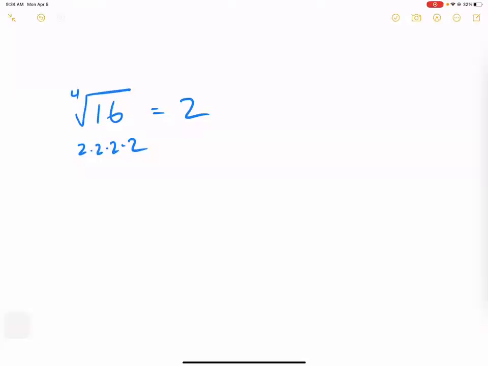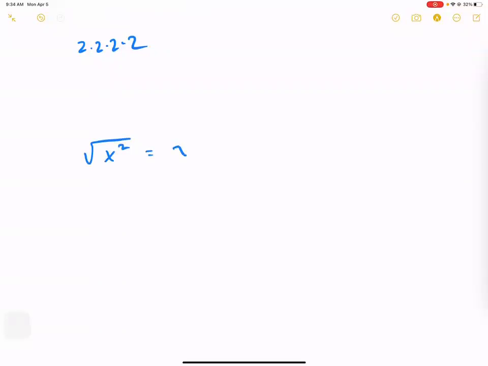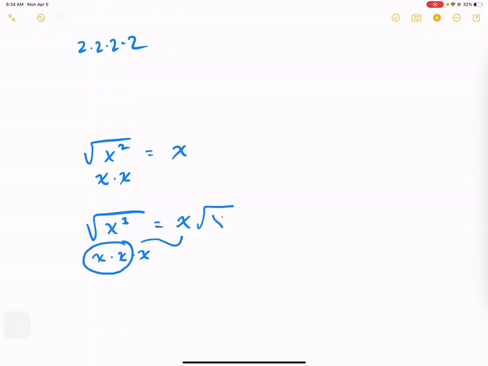And the last one is, what if I throw in some variables? We've already done this simply with x squared. If I write the square root of x squared, we say, hey, that's x, right? Let's talk about why, because I'm looking for pairs, and I do have a pair of x's. What if I wrote the square root of x cubed? I have 1, 2, 3 x's here. But square roots only take out pairs. So I get a pair that comes out, and x is still stuck inside.